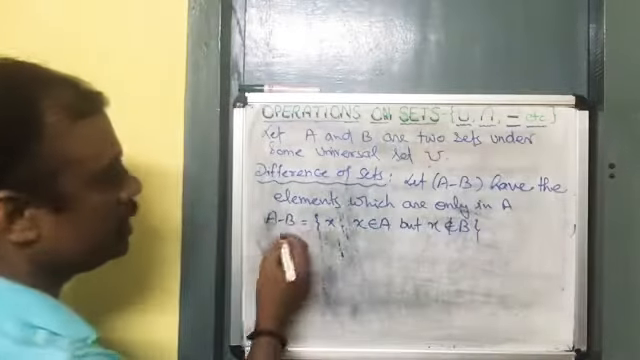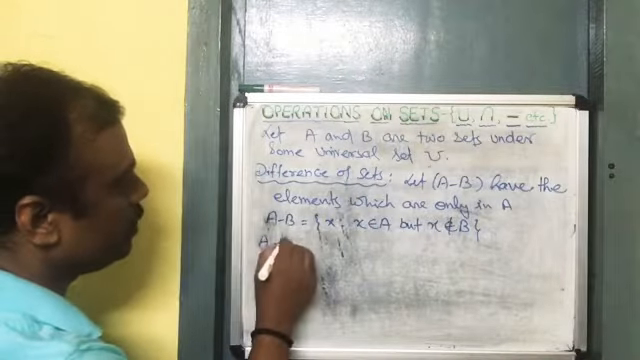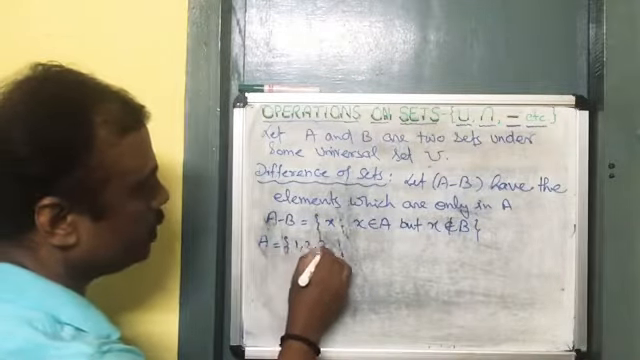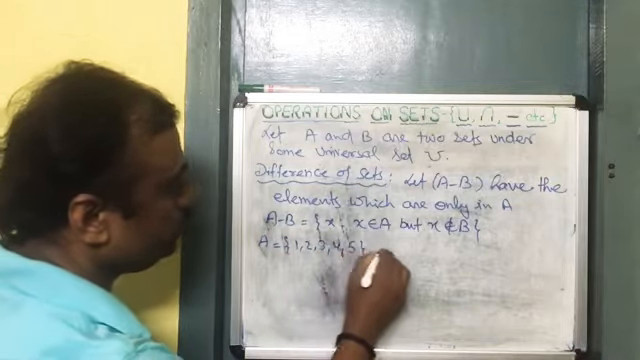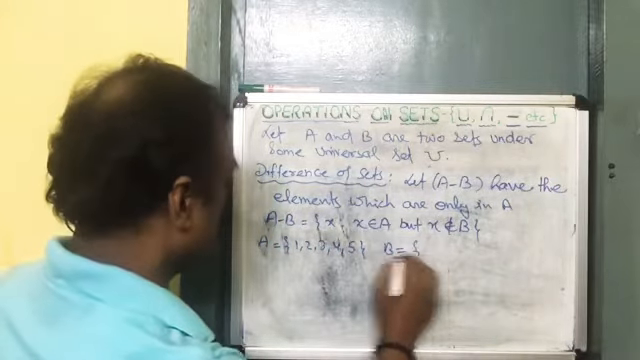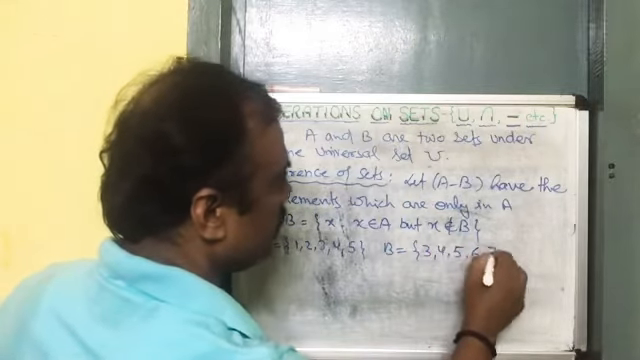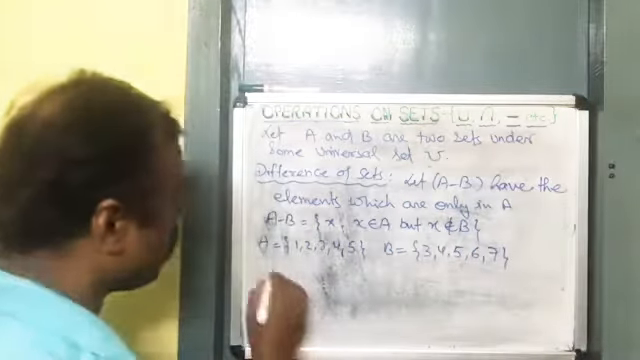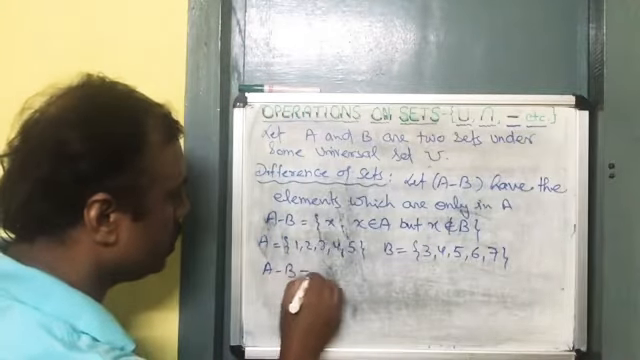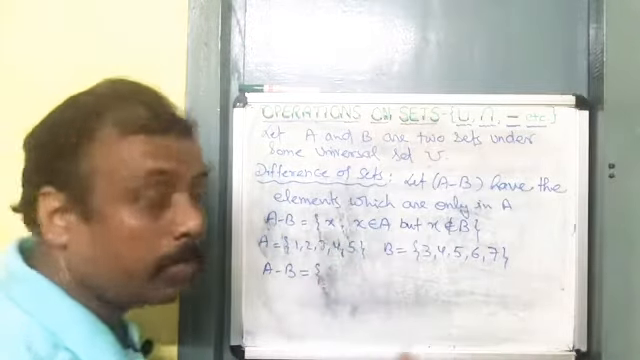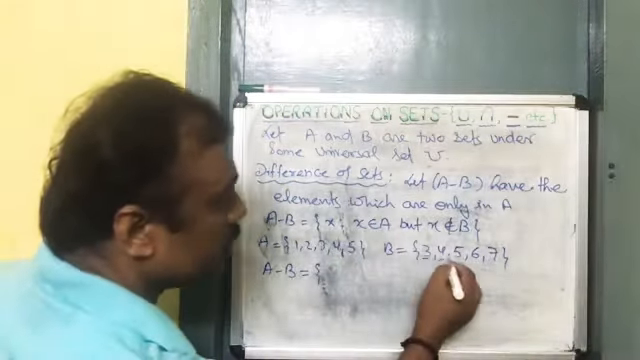Let us try to understand with the help of an example. A is 1 2 3 4 5, B is 3 4 5 6 7. Now A minus B: let us remove the common elements. Common elements are 3 4 5, so we remove them, and 1 2 are only in A.